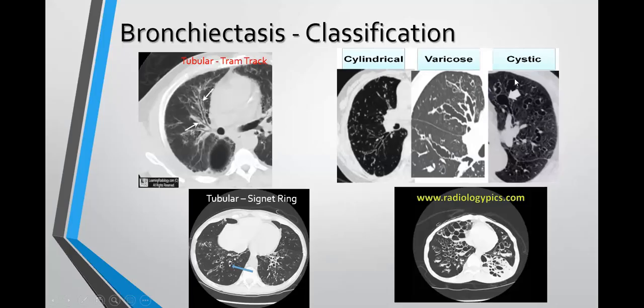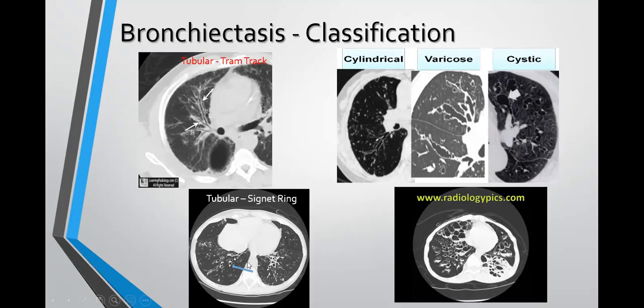And then cystic is the worst kind. You have the tube, and it ends in a sac. See all these sacs? These are not normal. These should not be in your X-ray, in your CT. This is cylindrical. This is cystic or saccular, all right? Most severe case of bronchiectasis, okay?